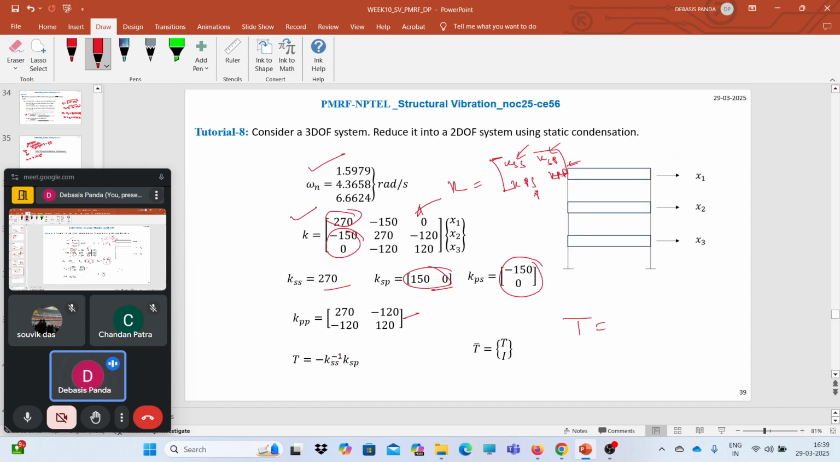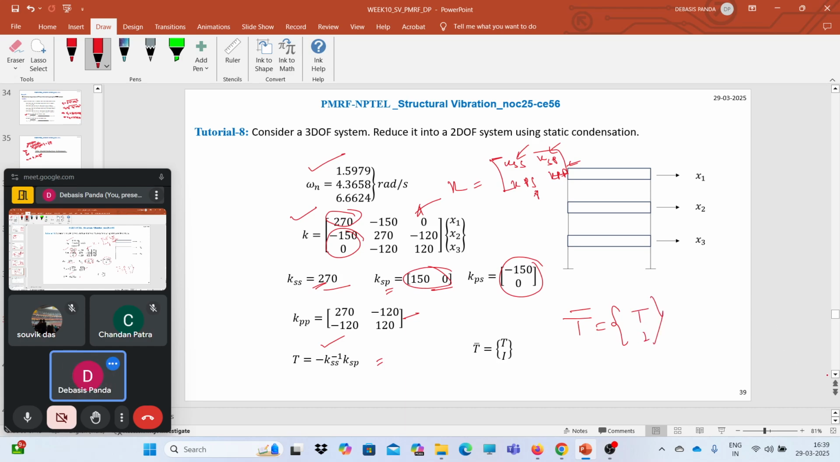So the T will be KSS inverse into KSP, and if you solve it, KSS already we have, we have KSP value, we do the inversion, we will get the T. And T bar is nothing but a vector which contains the information about T and I.